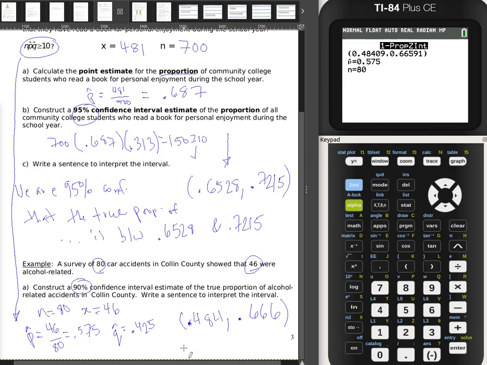we can make a sentence out of this one. It would be the familiar sentence where we would say we are 90% confident that the true proportion of car accidents that are alcohol related is between these two values, 0.484 and 0.666. Period. That would be the end of the sentence. It's very simple to do that one.